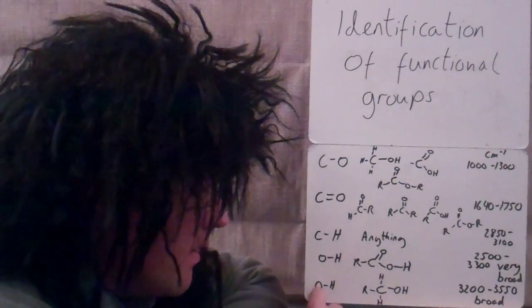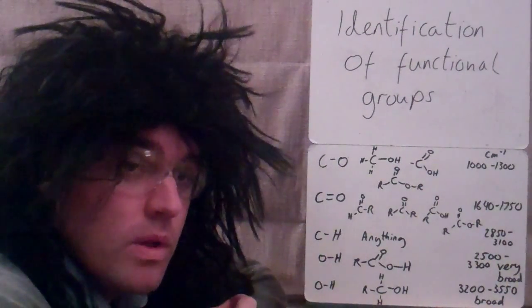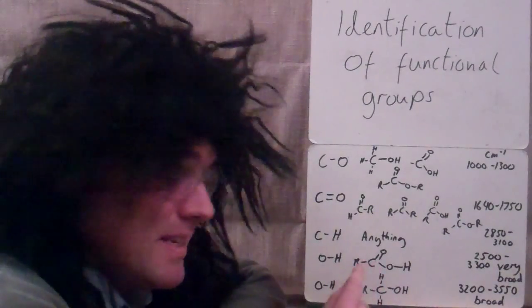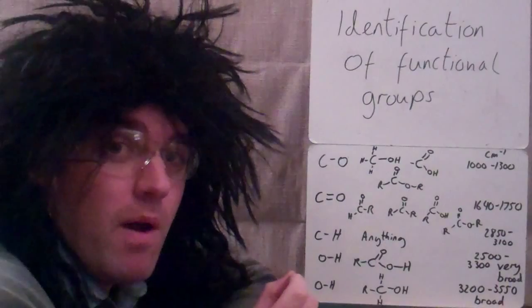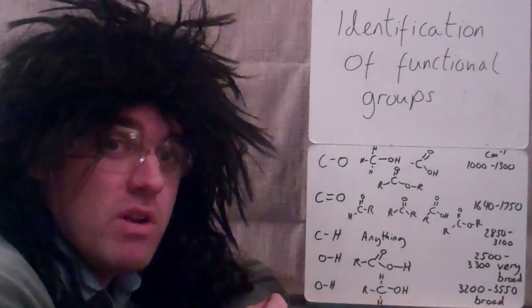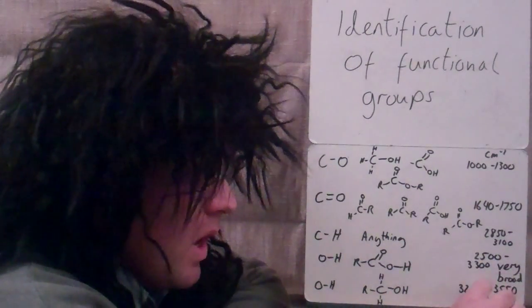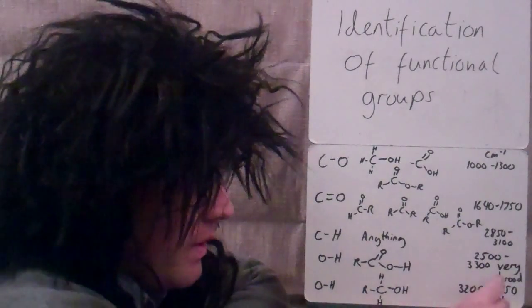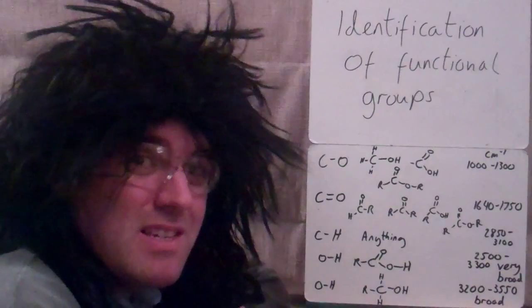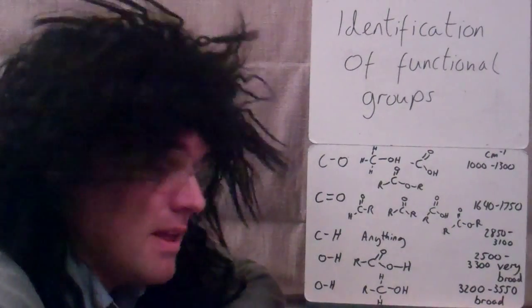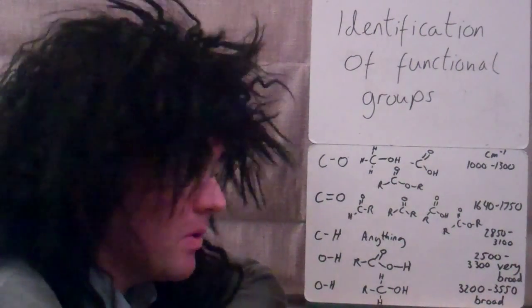And then the other one, the other OH, is the OH of an alcohol. So the OH of a carboxylic acid and the OH of an alcohol, the bond there and the bond there, vibrate and absorb different frequencies. One is very broad and one is broad. It's important that you understand this difference between very broad and broad because their ranges are very similar. So this helps us identify an alcohol compared to a carboxylic acid.